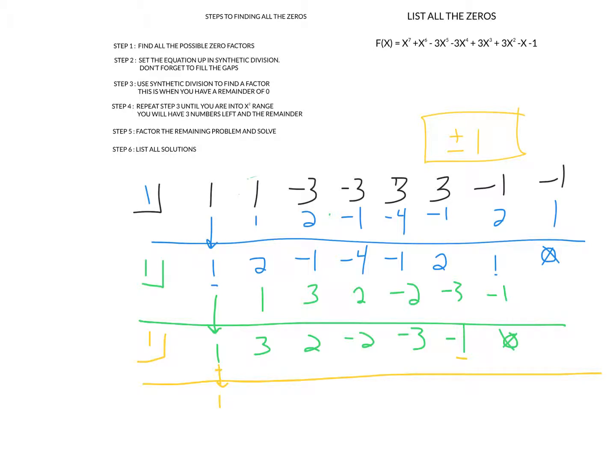So we have a 1. 1 times 1 is 1, so 4. That's an awful looking 4. I need to fix that. Yeah, there we go. So that's a 4. 1 times 4 is 4. That gives me a 6. 1 times 6 is 6. That's going to give me a 4. 1 times 4 is 4. That's going to give me a 1. 1 times 1 is 1. That's going to give me a 0. Perfect. Now, we're still going here.